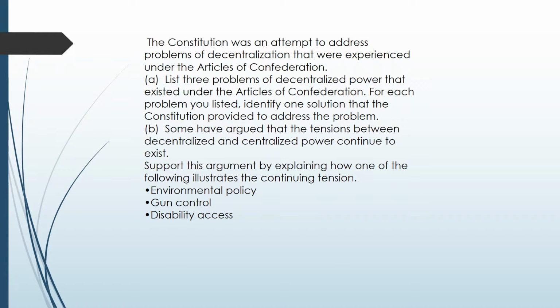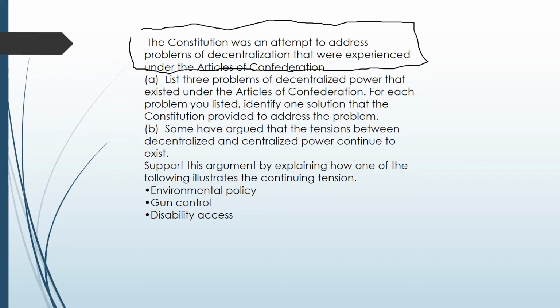This is the free response question from the 2000 exam. The Constitution was an attempt to address problems of decentralization that were experienced under the Articles of Confederation. This is basically the statement and gives you the context of the question. So understand we're going to be comparing the Constitution to the Articles of Confederation. You have to take into consideration that time frame. You have to take into consideration that we're talking about the original Constitution, not a later version of the Constitution or the amended version of the Constitution.